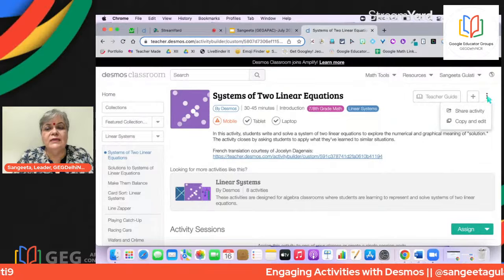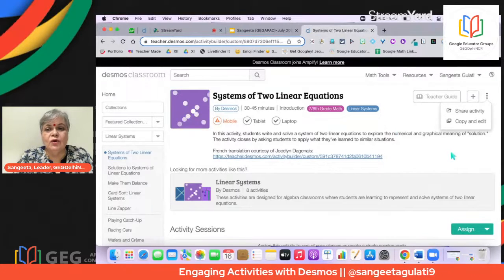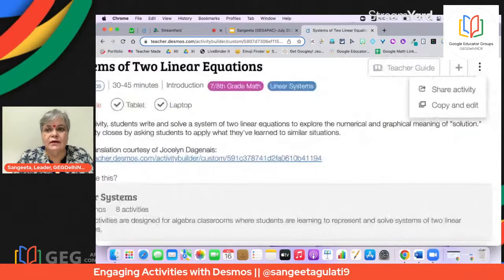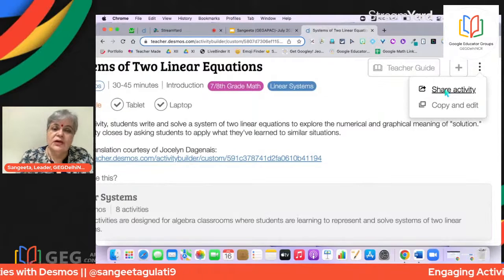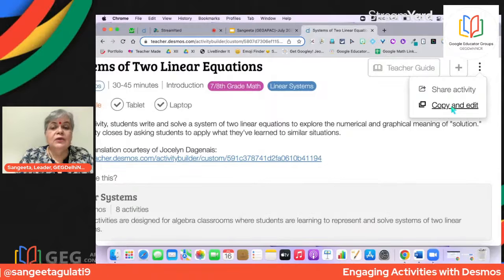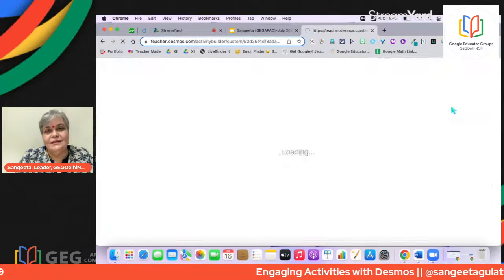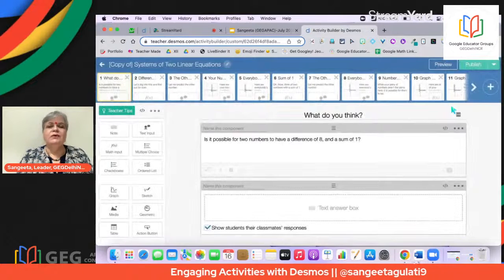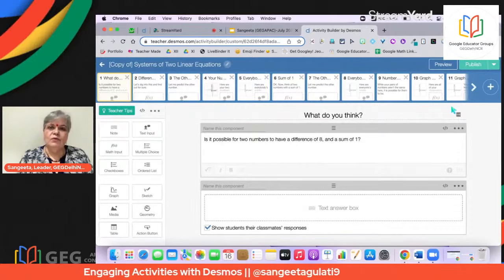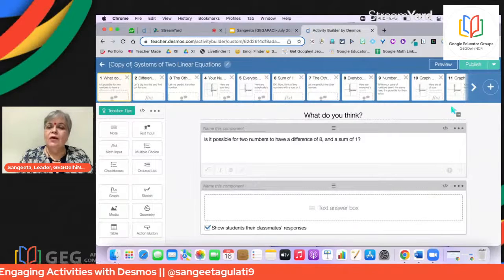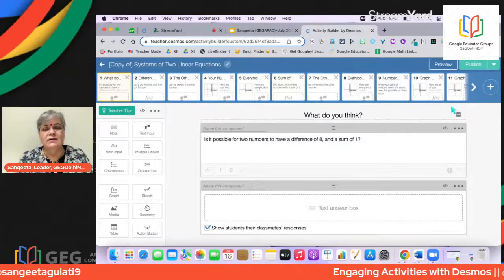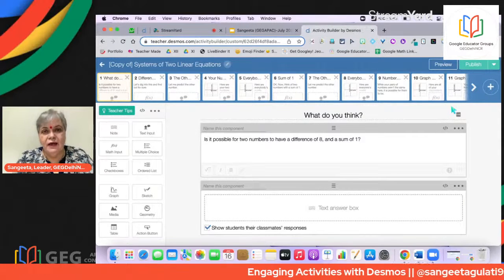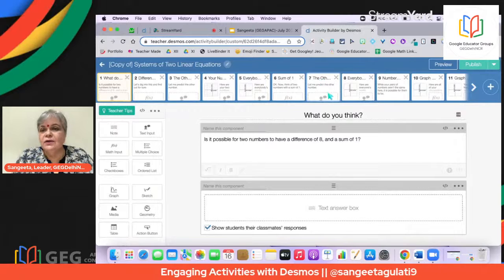If you click on these three dots on the top right corner here, there are two options. You can share the activity with your co-teachers. You can copy and edit. If you want to put in even one slide of your own, or remove one slide, or if this lesson is too long and you want to make it short and crisp, you can edit the activity, and this is what it looks like.